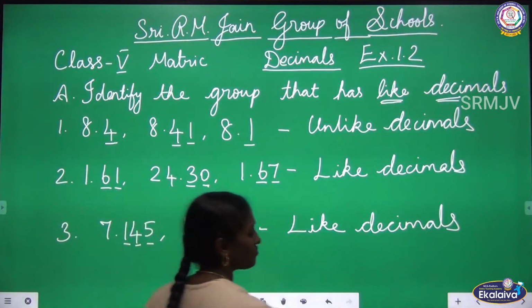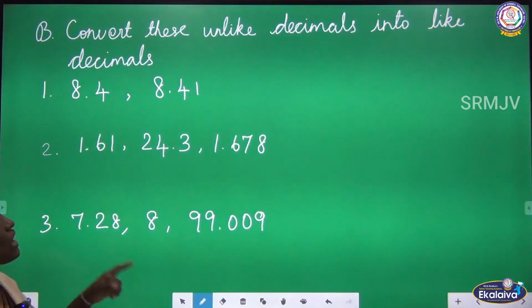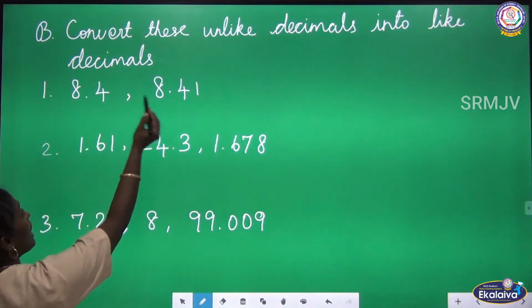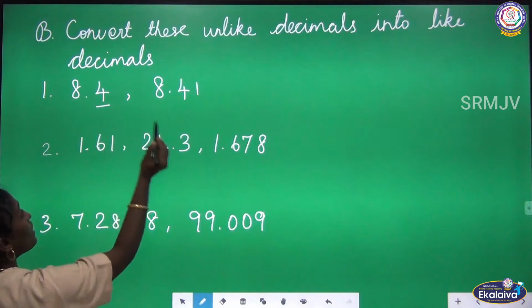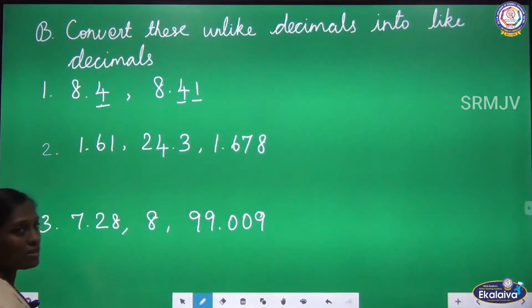Is it clear? The next question, convert these unlike decimals into like decimals. We are going to convert the unlike decimals to like decimals. Here the decimal place is 1, here two decimal places are there.